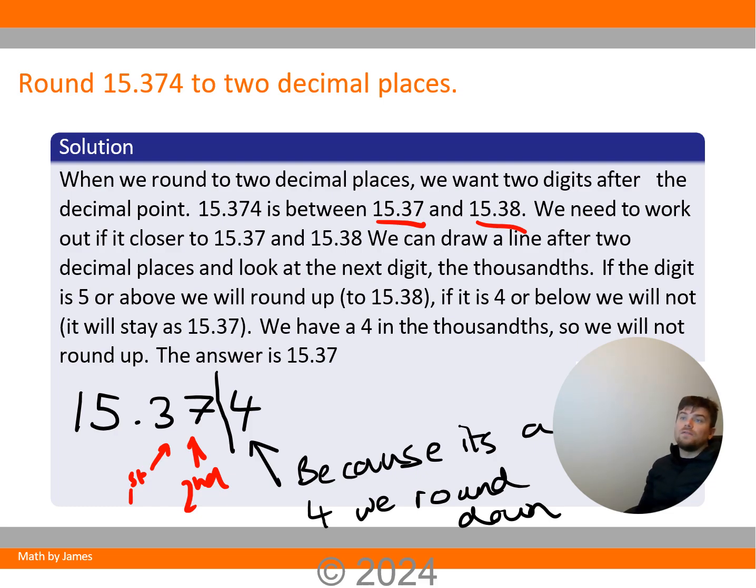If the digit is 5 or above, we will round up to 15.38. If it's 4 or below, we will not. It will stay as 15.37 as it's 4. We have 4 in the thousandths. So this is our answer here. Again, any questions, do reach out. And if it was 1 decimal place, if we look up at this example, we put our line here, and this would become 15.4 because the 7 would round us up here.